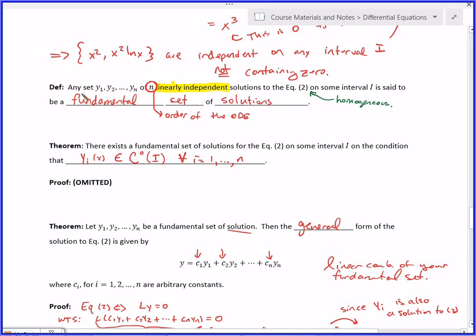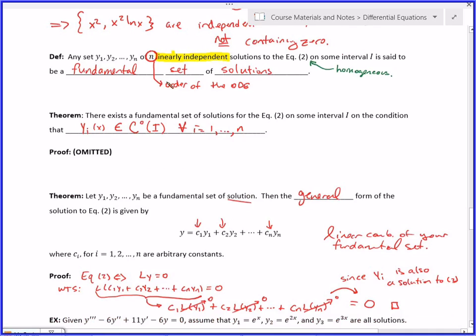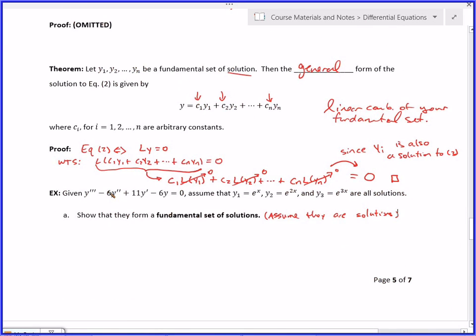Here's the definition right here. First of all, there needs to be n of them. What is n? Order. So what's the order of this differential equation? 3. How many solutions did I give you? 3. Check. Done.